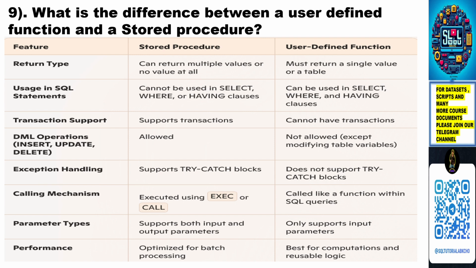Now calling mechanism: stored procedures are executed using the EXEC or CALL command, whereas a user defined function is called like a function within a SQL query. Parameter type: stored procedures support both input and output parameters, as we have discussed previously, whereas user defined functions only support input parameters. According to performance, stored procedures are optimized for batch processing, whereas user defined functions are best for computation and reusable logic. Now move on to the next question.